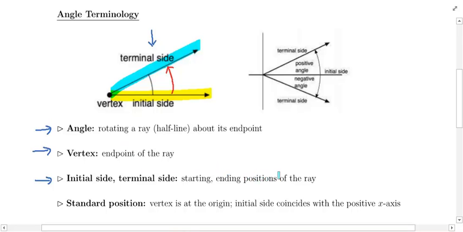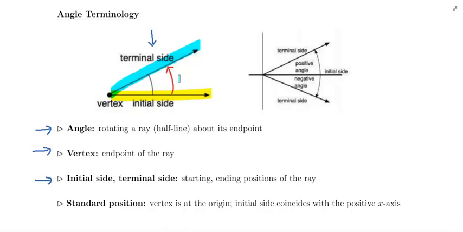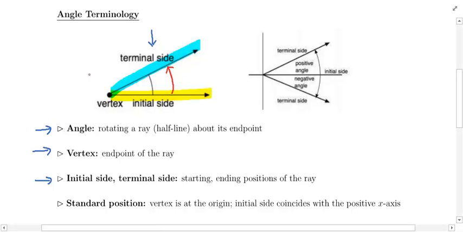Basically, what you can see from this picture is that every angle has three components. There is an initial side, the starting ray, and then it rotates a certain amount and ends up somewhere, and that forms the other side of the angle, which is the terminal side. Both of the rays are joined by the vertex, which is the endpoint of the angle.